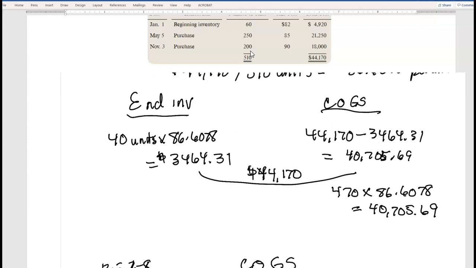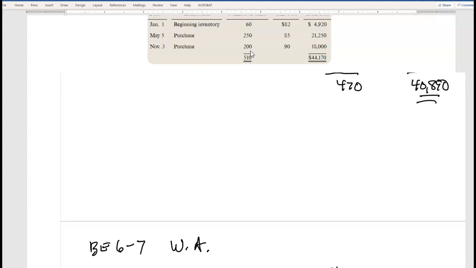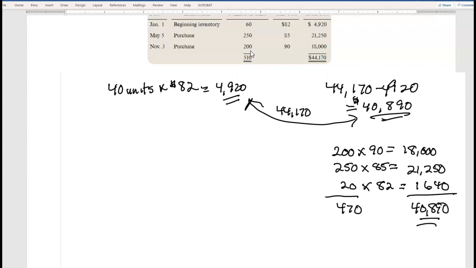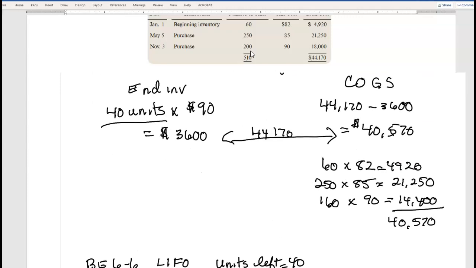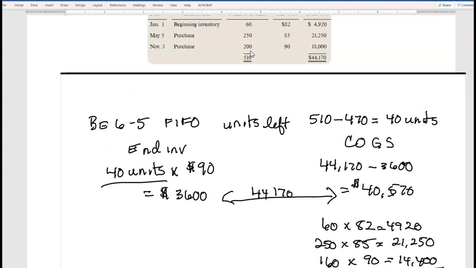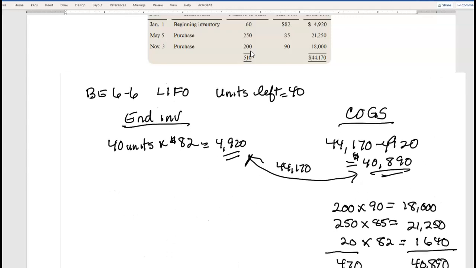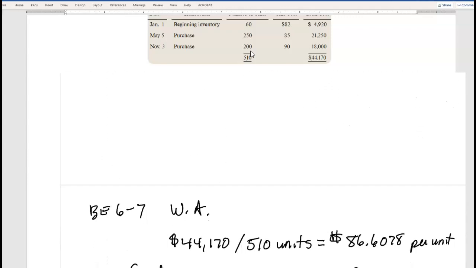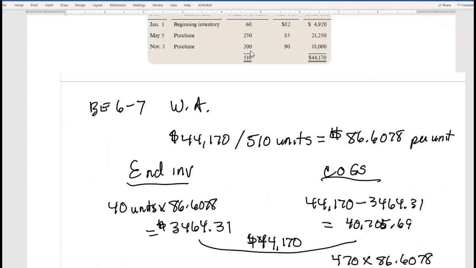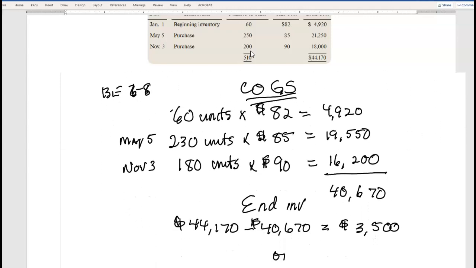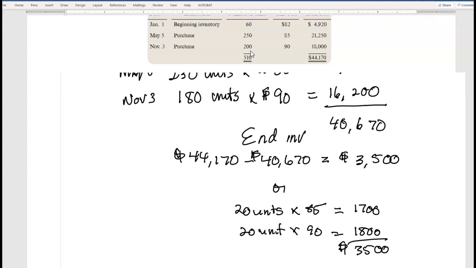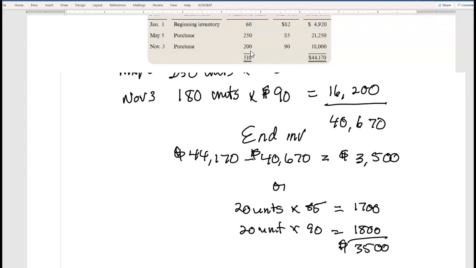So those are the three methods, three assumptions plus the actual. So the first one we did was FIFO, then we did LIFO, then we did weighted average, and then we did actual, specific ID. You need to understand how to do these and understand the relationship, because this is what most of the chapter is about.